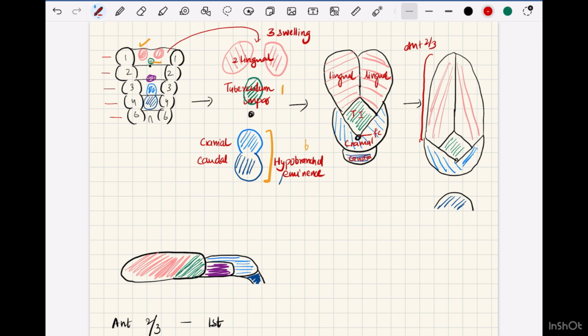That is formed by what? In pink are the lingual swellings on both the sides and tuberculum impar, and we have the cranial part that is forming the posterior one-third of the tongue, whereas the caudal part of the hypobranchial eminence forms the posterior most part of the tongue. Right? So that's how the tongue develops.